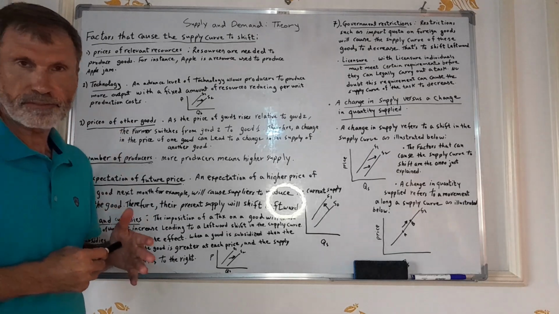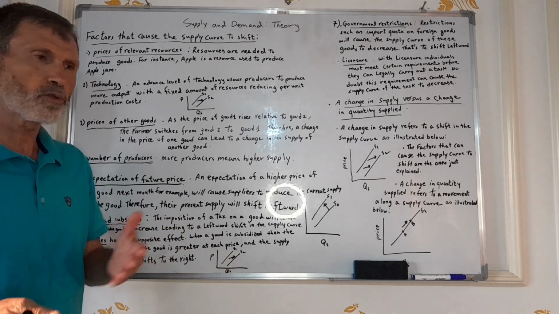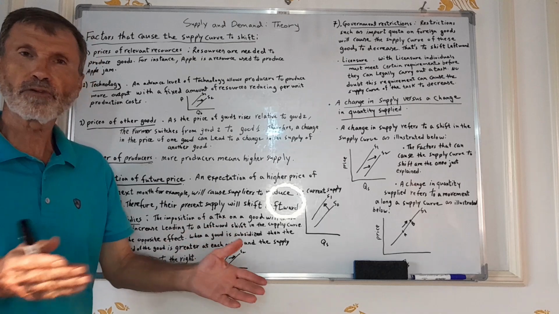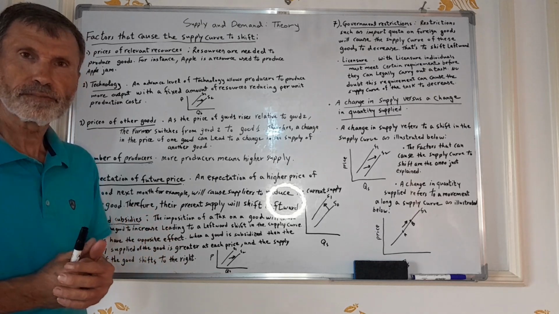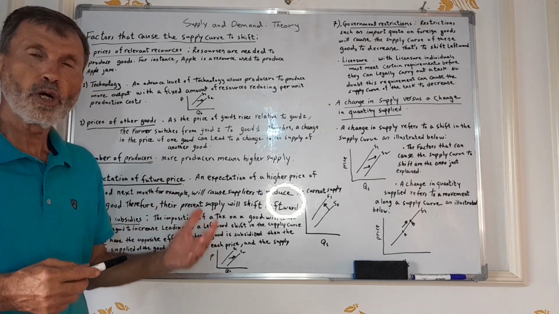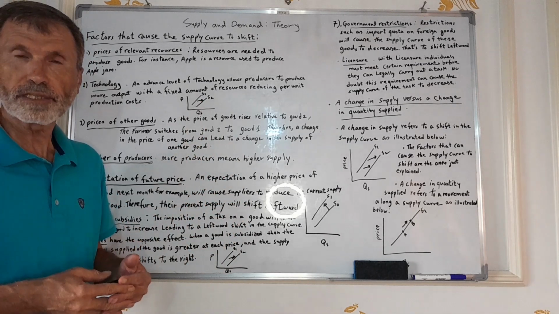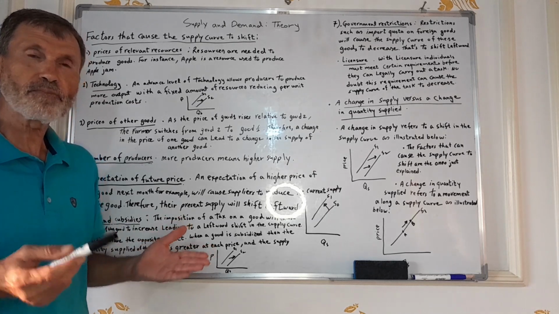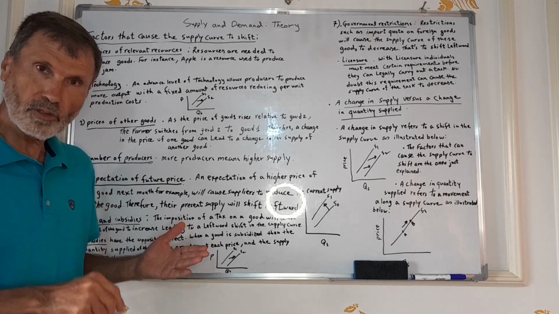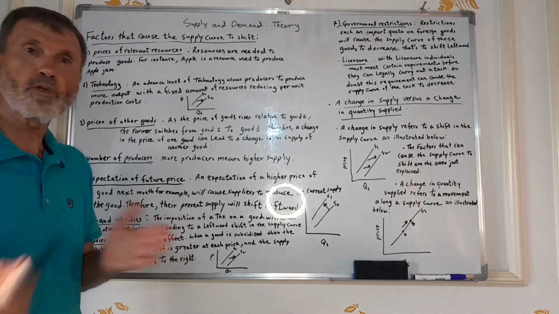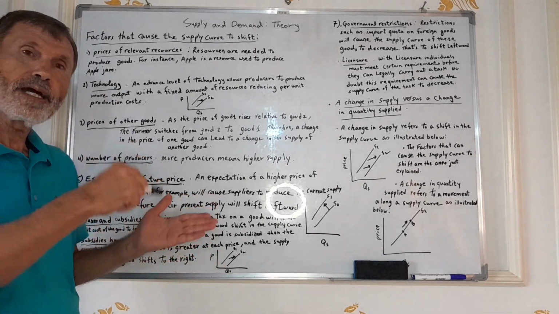Prices of other goods. Farmers sometimes switch production from one good to another, depending on the prices of the good they are producing. Let's say a farmer is now producing wheat. Suddenly he realizes that the price of corn rises relative to the price of wheat. So this increase in the price of the other good that the farmer is able to plant or produce then causes the farmer to switch production from wheat to corn.